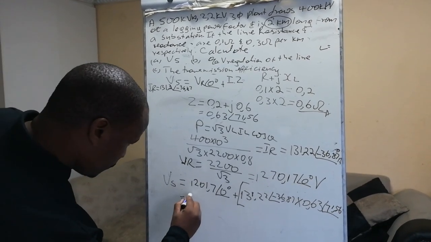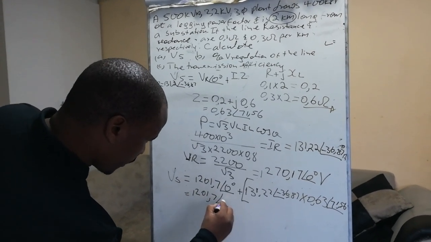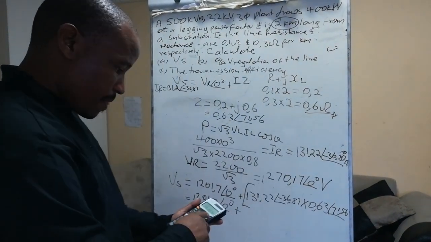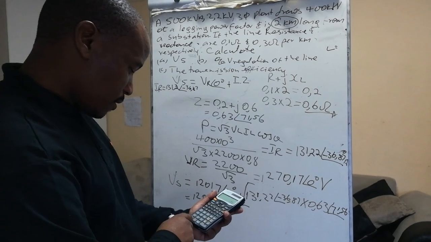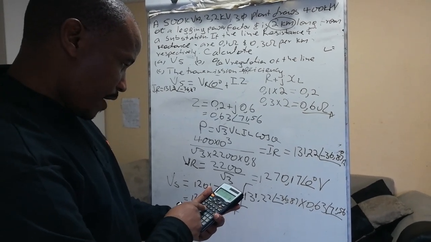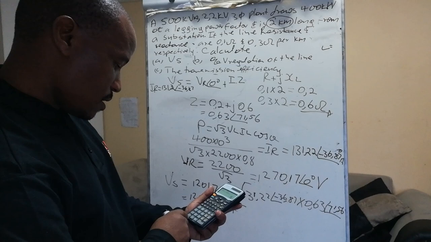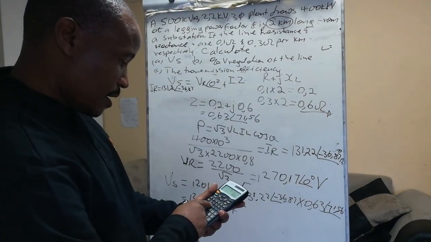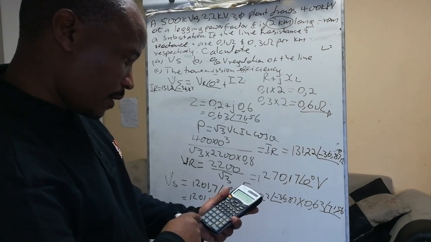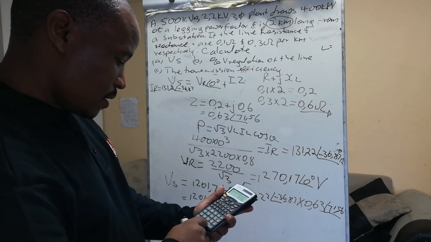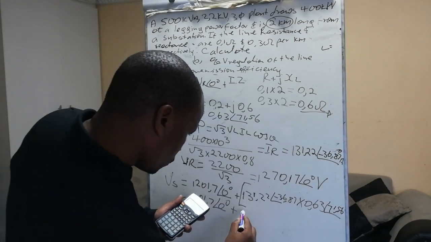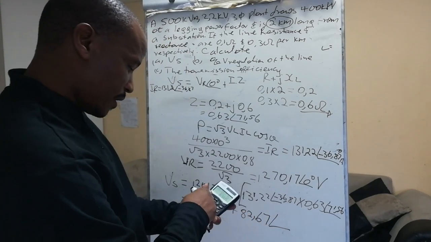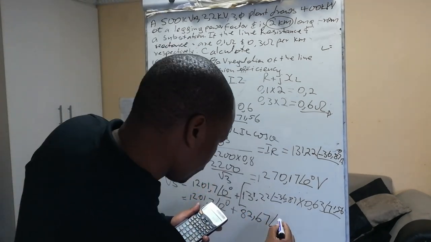Now it's going to be 1201.7 angle of 0 plus, let's multiply this first. It's going to be 131.22 angle of minus 36.87 multiplied by 0.63 angle of 71.56. The answer is equal to 82.67 angle of, what? Angle of second function expansion, 34.69.